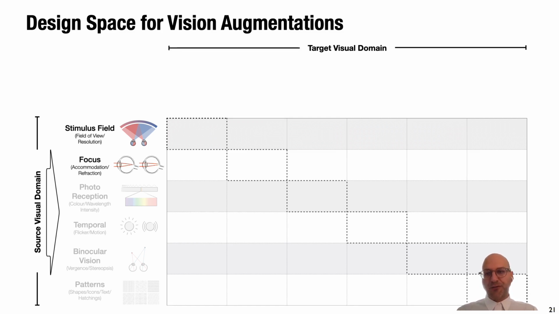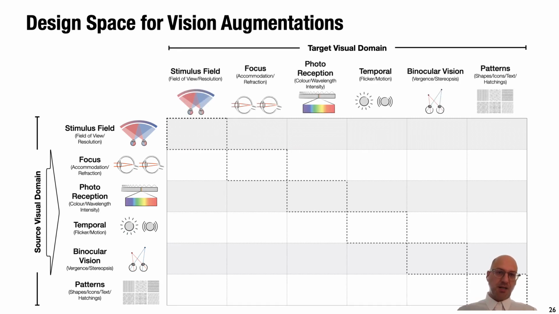The focus domain, so everything related to focus or blur. Photoreception, so the colors and wavelengths that we can perceive, but also their intensities. The temporal domain, which relates to motion perception, but also flicker perception. Binocular vision, that relates to effects that result from binocular vision, so the effect that we see with 2 eyes. So for example, vergence and stereopsis are certainly key elements here. And finally, patterns. These are geometric primitives that we perceive, for example, shape, icons, text, or hatchings.